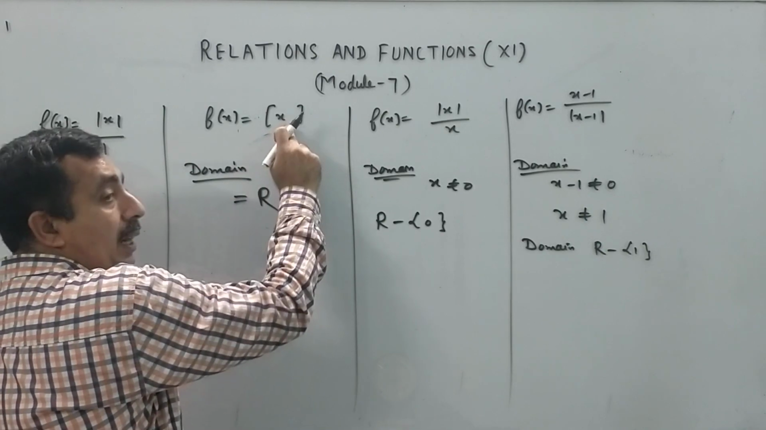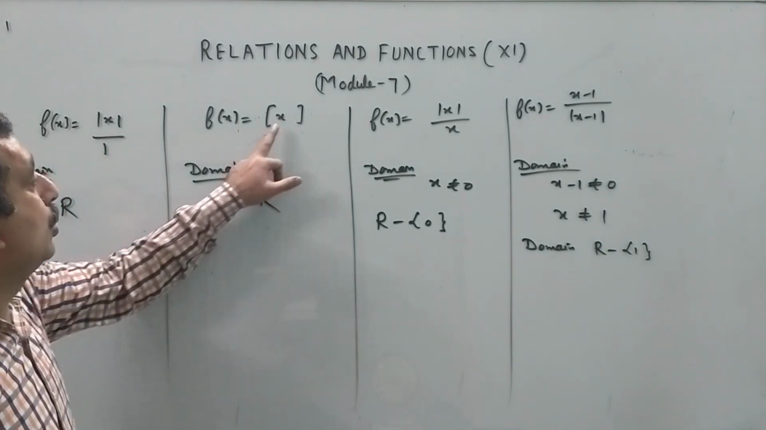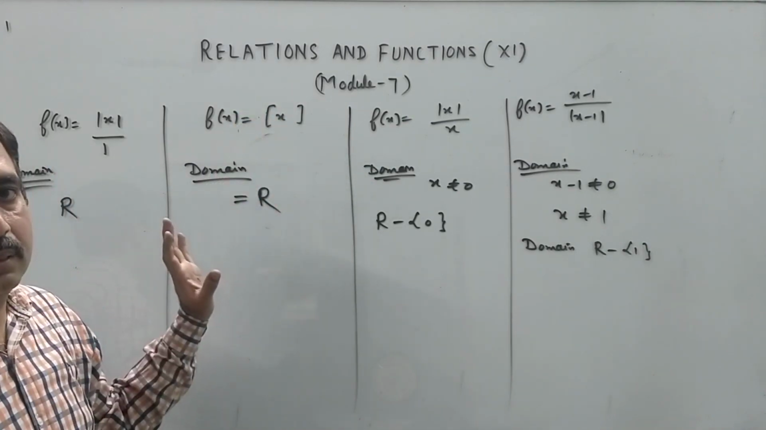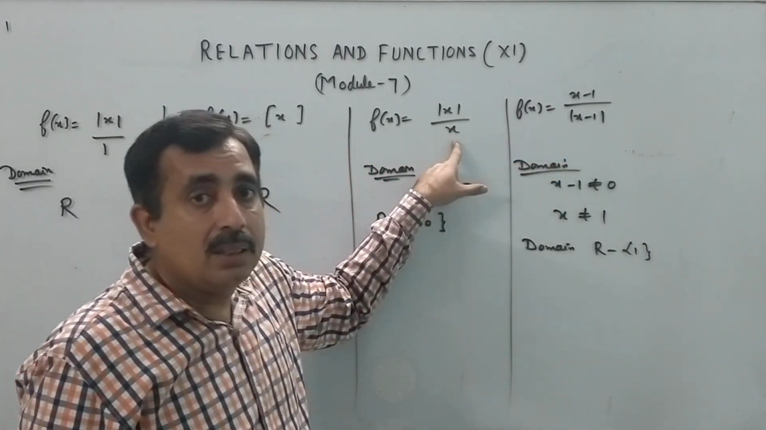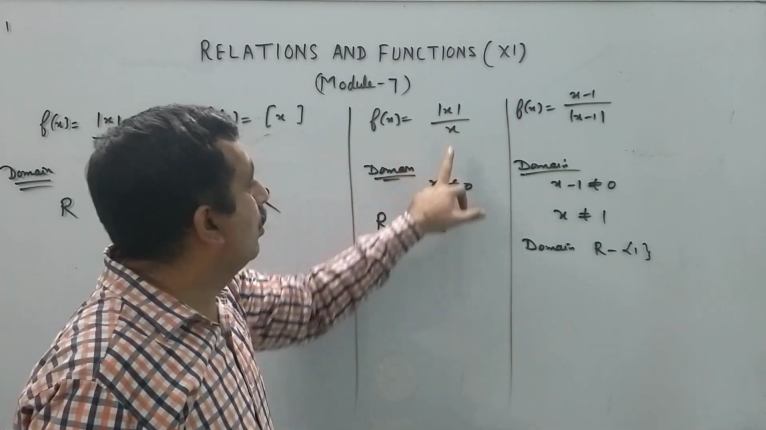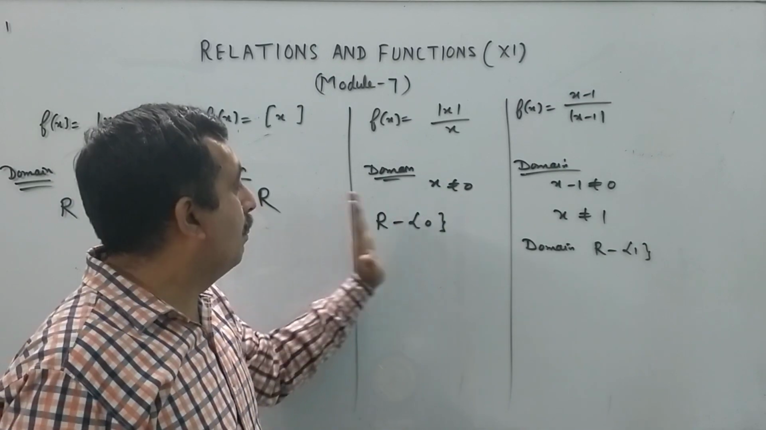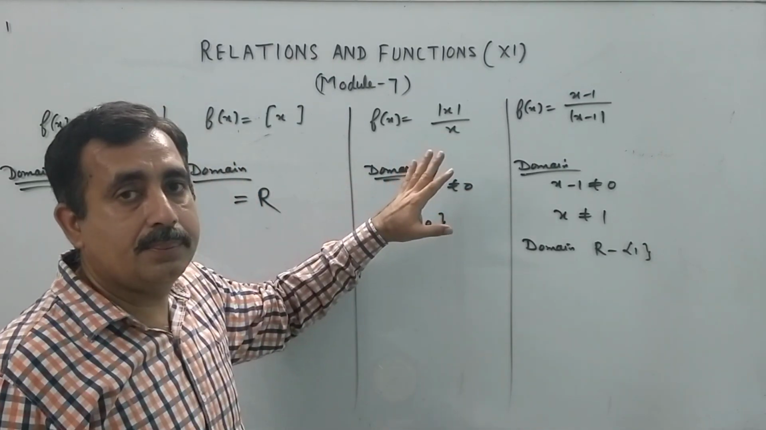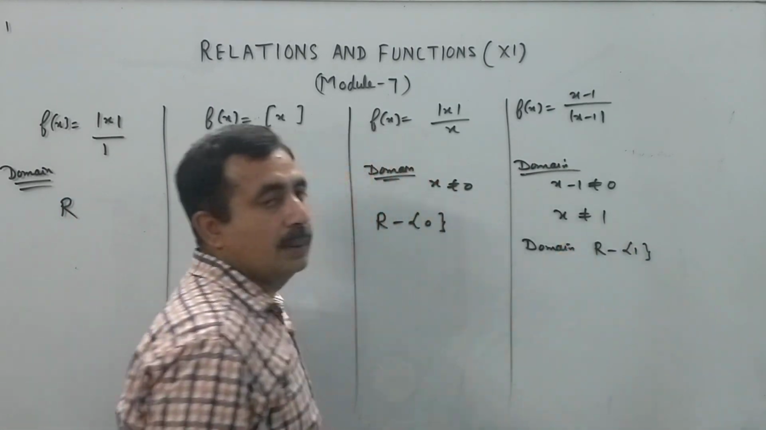What is the meaning of domain? Domain means the values of x. R means if I put 1, if I put 2, if I put 3, if I put 1.1, 1.2, I am getting the answer. So if the denominator contains any number or any variable, you have to see that this value should not be equal to 0. Find the value of x. So R minus this value, this is the domain. Minus means you have to leave this number. Except this number, all the numbers are in the domain.